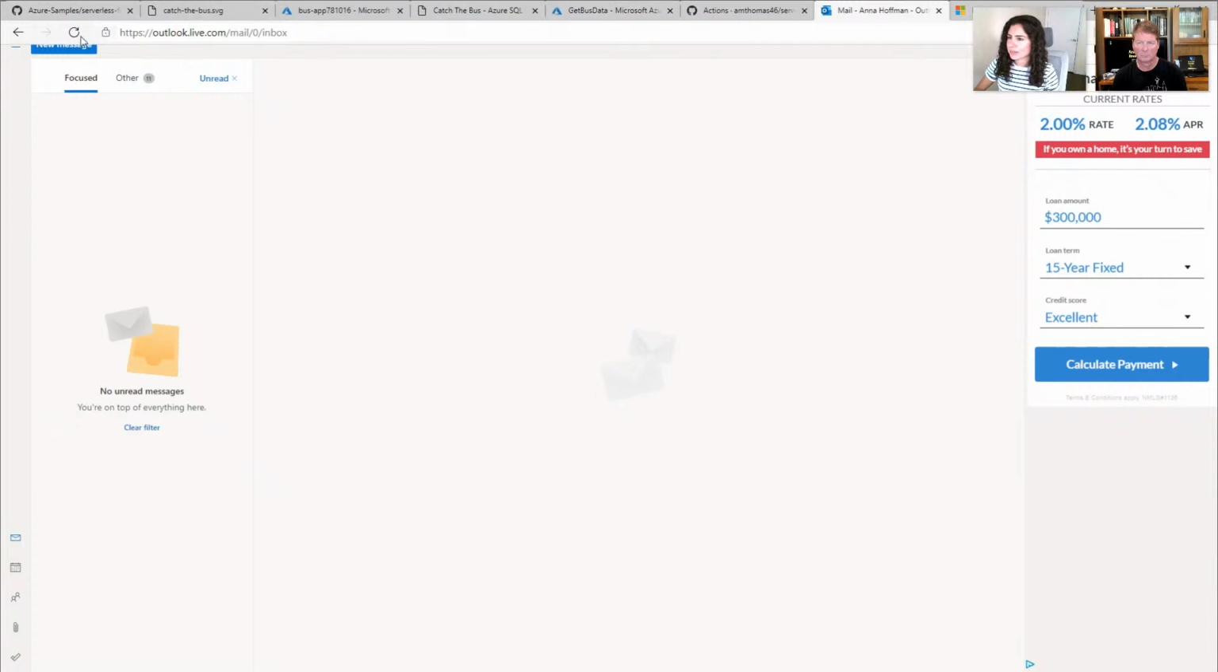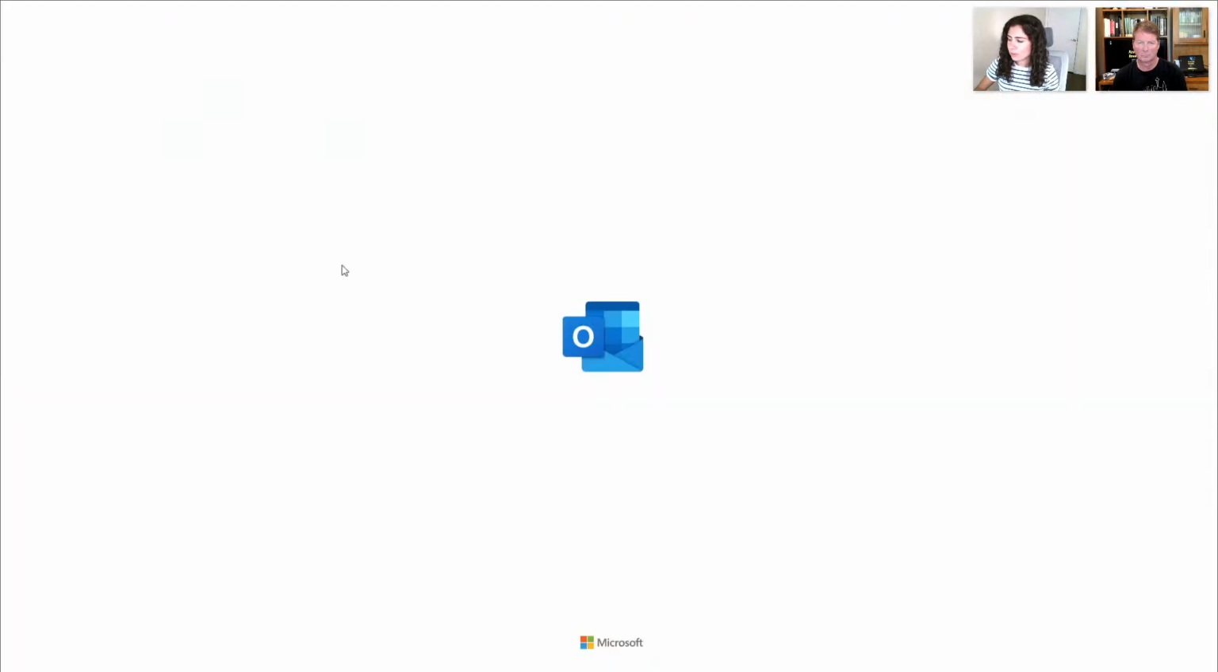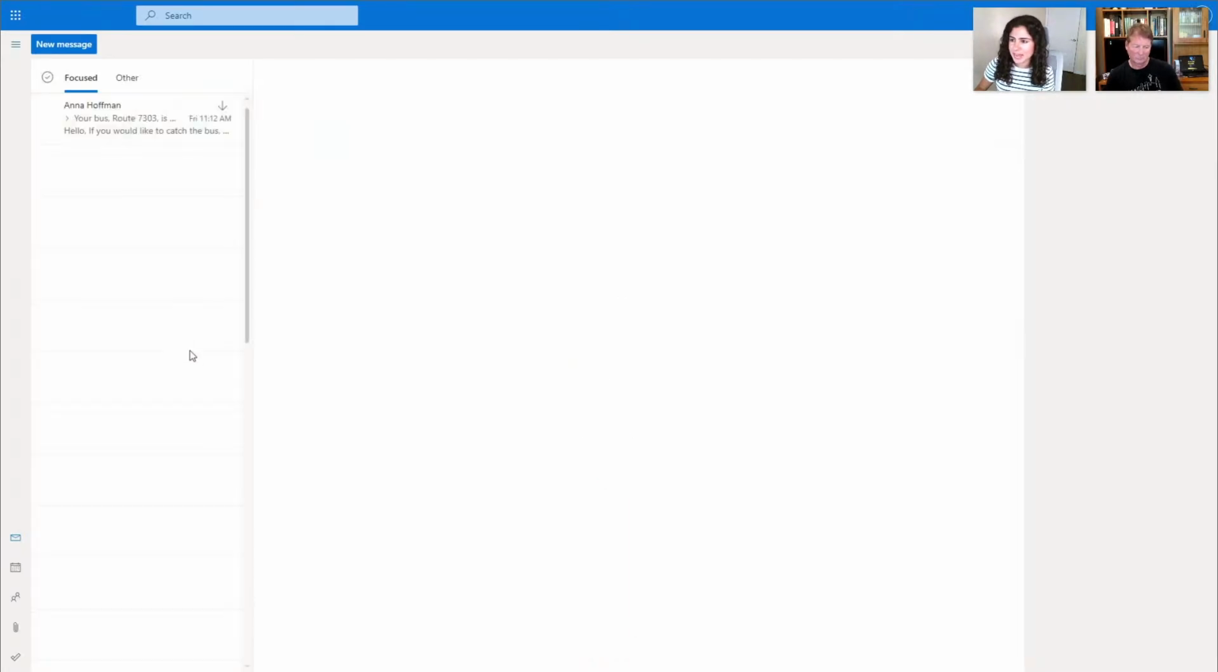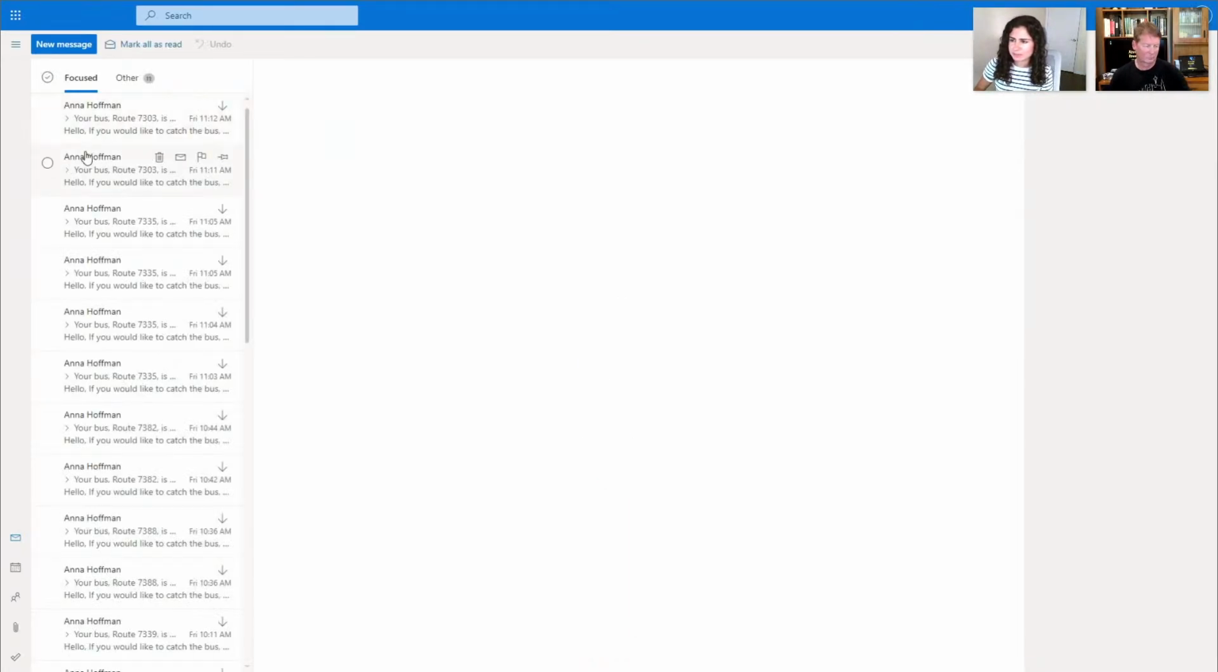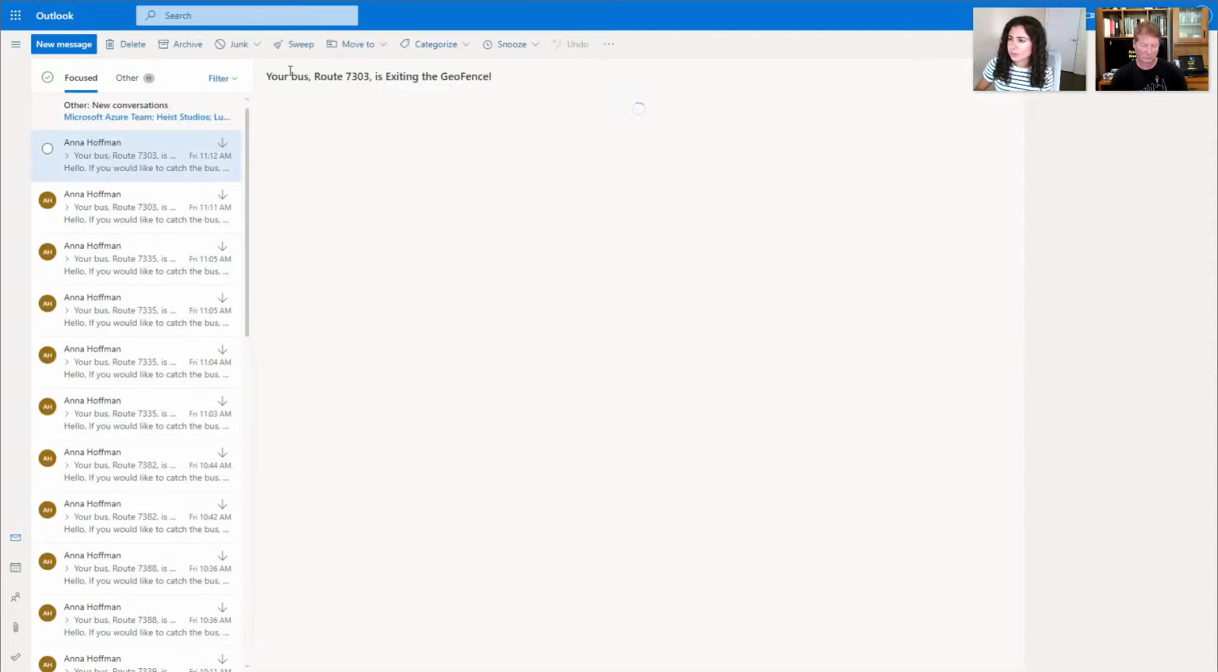So now that we have that, let me refresh my inbox. What we will hopefully see is that we have some emails here. Oh, sure enough, yep, we got some here. And you'll be able to see when your bus is entering or exiting the geofence. And if this would load, there would also be some email text. We're just going to keep on going.